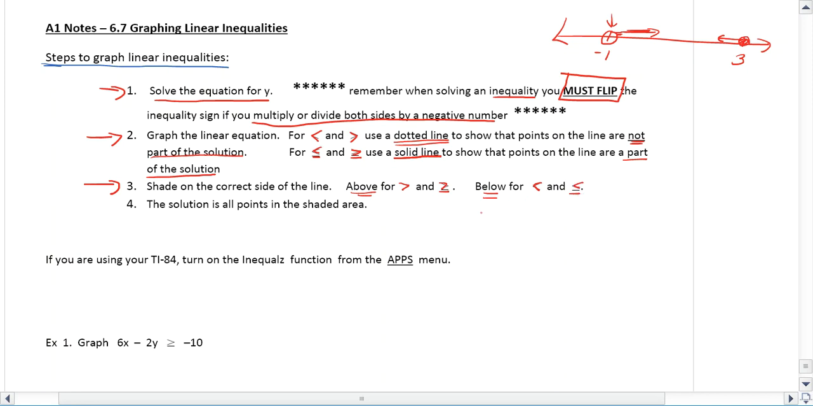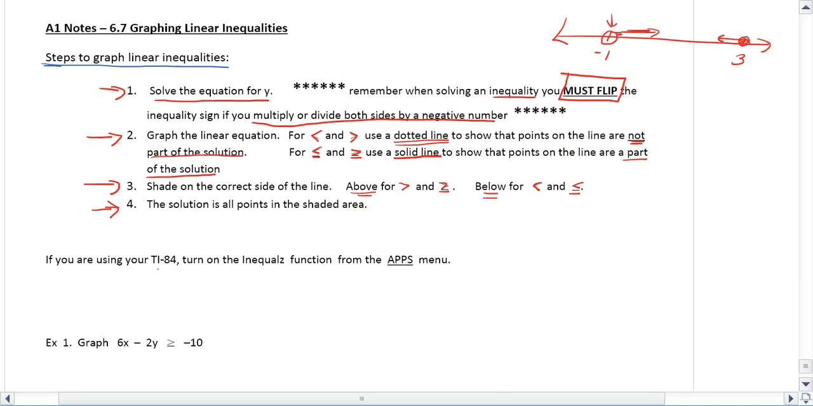And believe it or not, your calculator will help you with this shading. Now, the answer is not just one x, y. The answer is every point that lies in this shaded area. So there's infinite answers to these inequalities. We just need to mark the region of the graph where all those answers would lie.